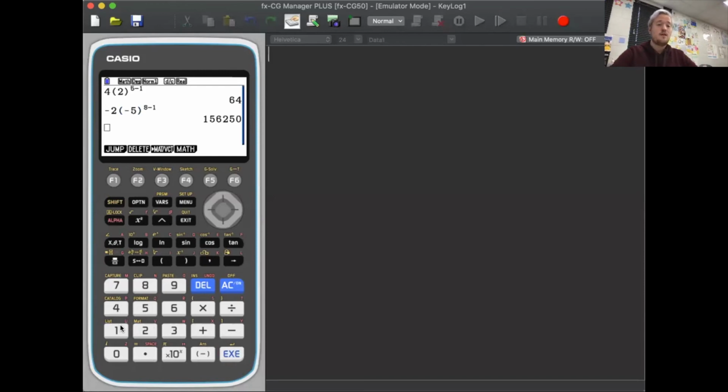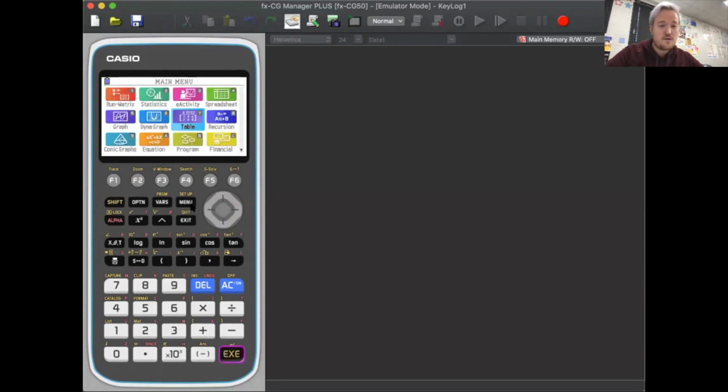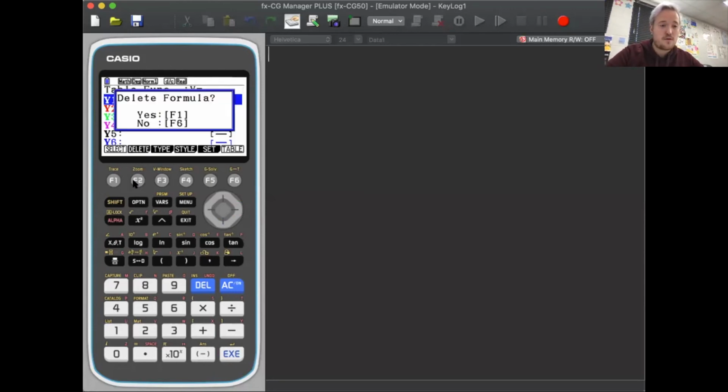It's a huge number. But let's say I tell you to find the 8th term, then the 12th term, then the 15th term. If you don't want to plug it in 20,000 different times, what you can do is go to the table. So menu, table. -2, parentheses, -5, parentheses, caret, and then x minus 1. And then you can go to the table, and you can find each individual specific value.